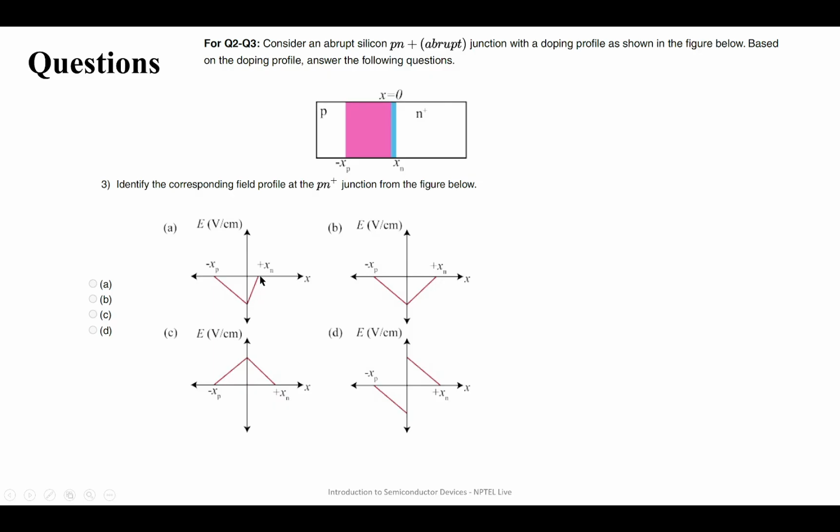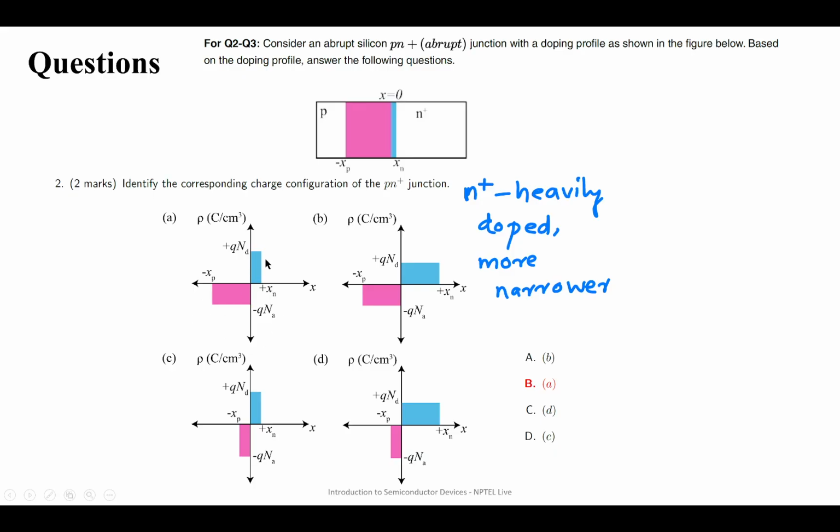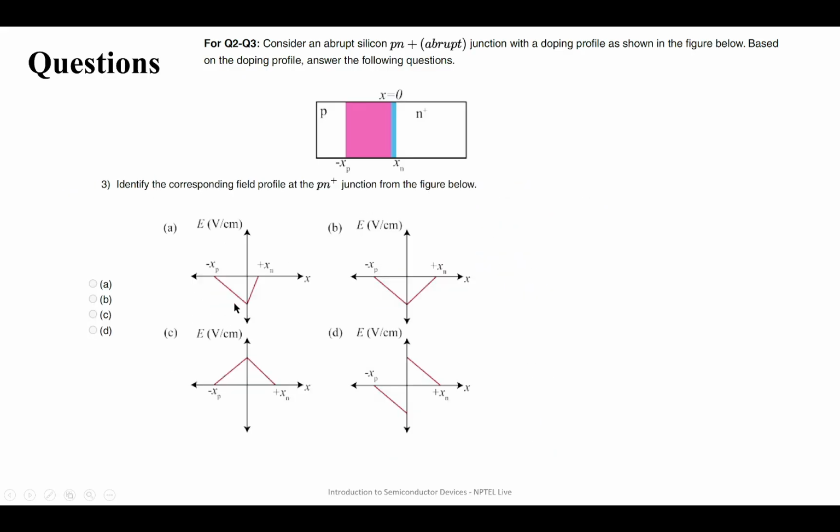So when you plot this, you will get it like this. By integrating over charge, you will get your electric field profile, and by integrating over your electric field profile, you will get your potential profile.